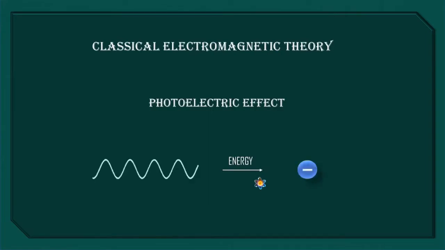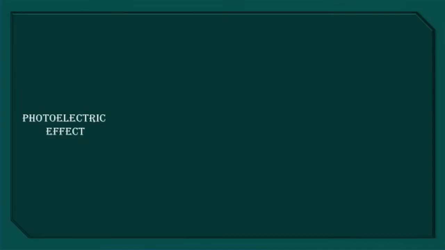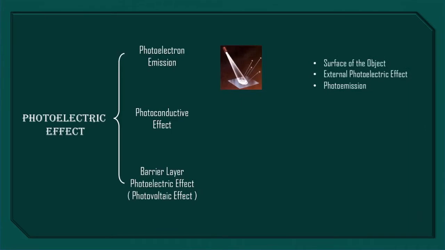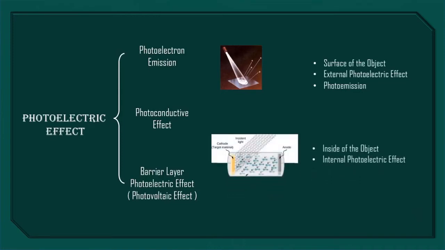The photoelectric effect is divided into photoelectron emission, photoconductive effect, and barrier layer photoelectric effect, also known as photovoltaic effect. The former phenomenon occurs on the surface of the object and is also called the external photoelectric effect or photoemission. The latter phenomenon occurs inside the object and is called the internal photoelectric effect.